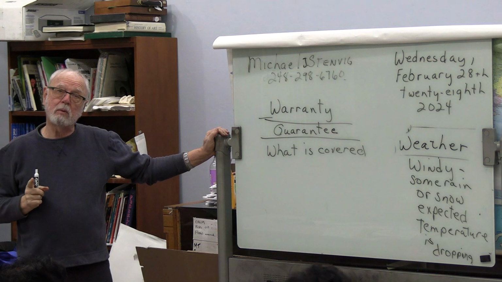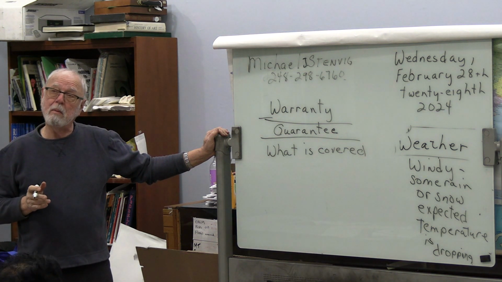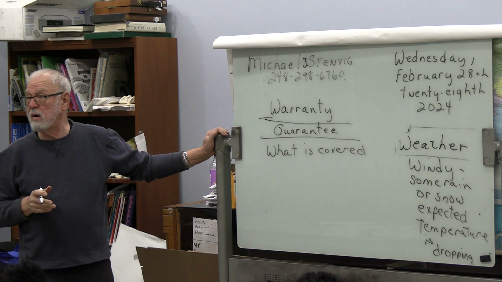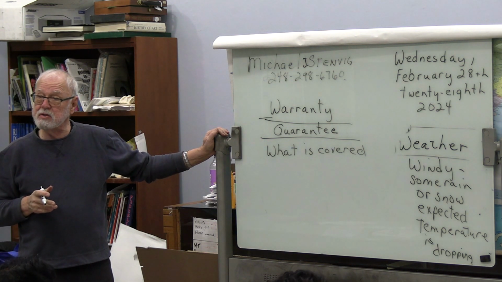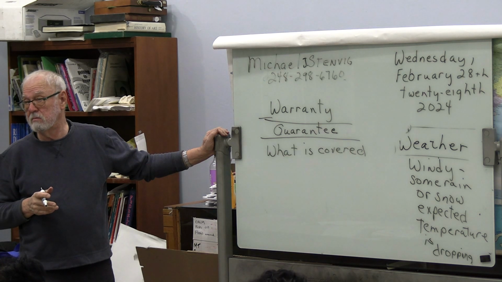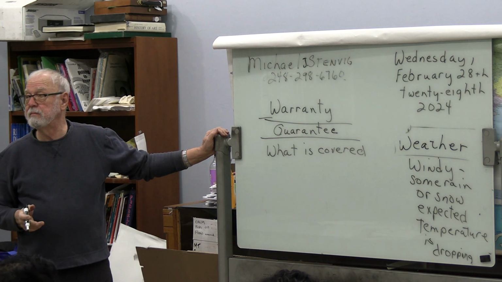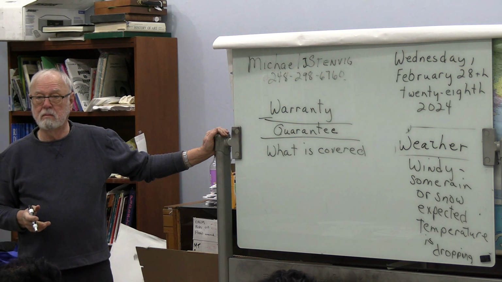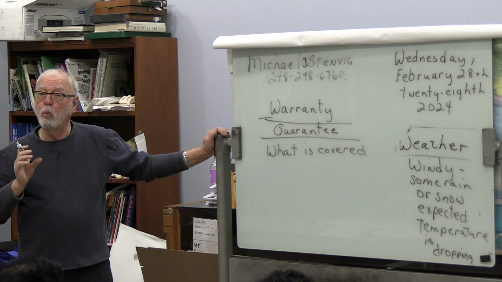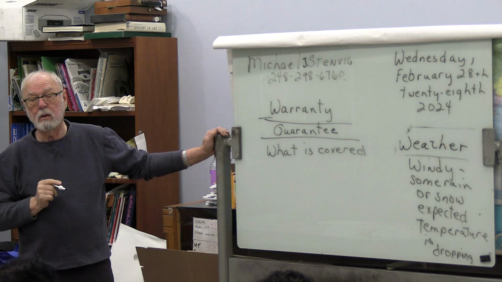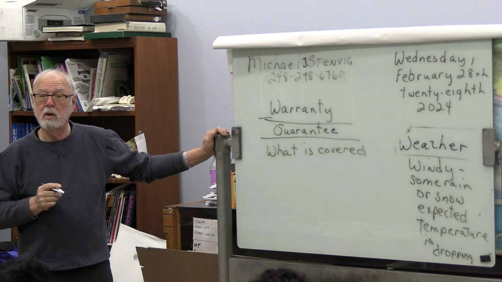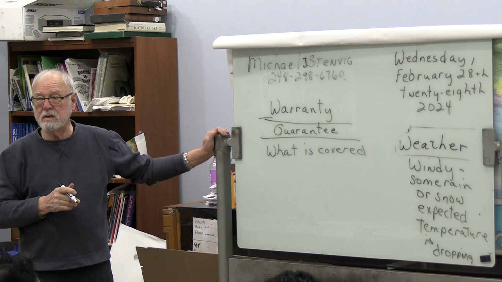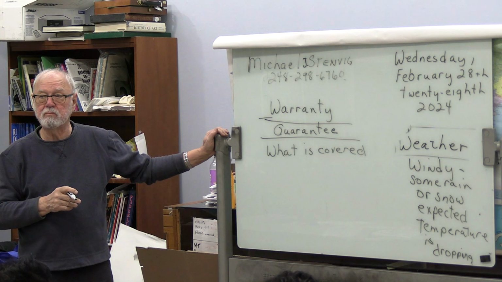On that test, you will probably get one of these questions. It will be a guarantee or warranty, and it tells you what is covered. What does that mean? It means what things the company can change. It means something, a thing. So for example, you buy a car.